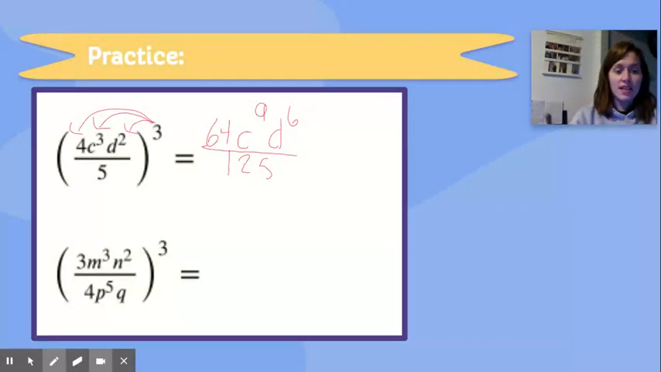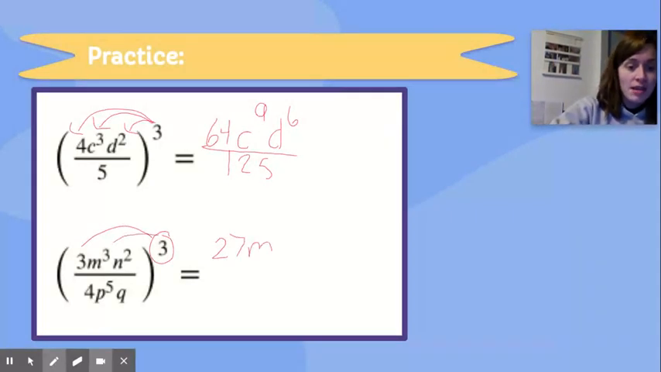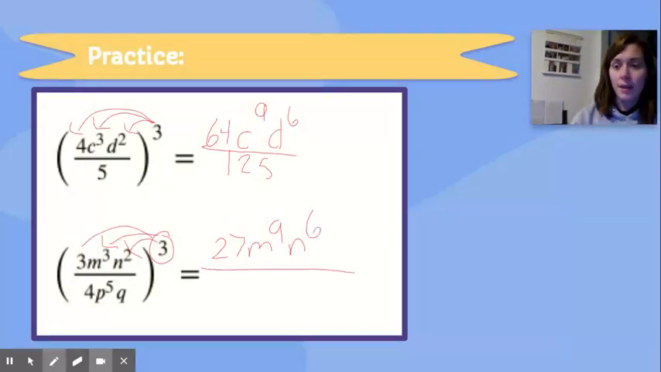So let's look at the second example. We're going to distribute the exponent to everything inside. So I'm going to do 3 to the third power, which is 27. And then m to the third, multiply the exponents. 3 times 3 gives us 9. And then n squared to the third becomes n to the 6th. 2 times 3, we just multiply the exponents.